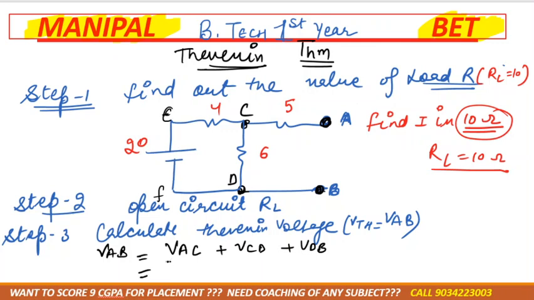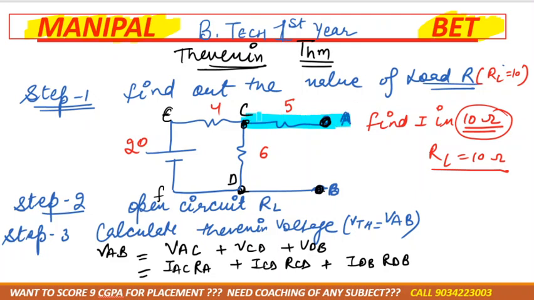Now VAC is, according to Ohm's law, IAC into RAC. VCD is how much? ICD into RCD. VDB is how much? IDB into RDB. Now as you can see, this is the open circuit, so no current is flowing in this case also. If current is 0, then the voltage across those points is also 0, right?